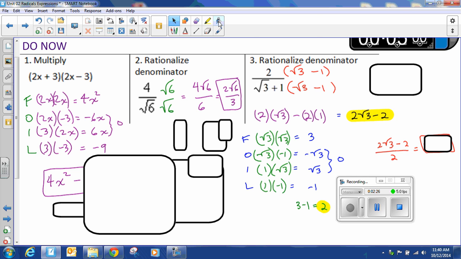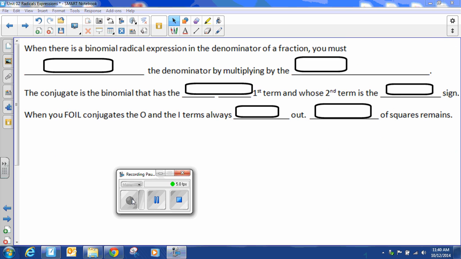And you always want to check whether the coefficients and the denominator and any integers can be simplified. So here these are all 2's. We can simplify by dividing each of these by 2. And the final answer is radical 3 minus 1.